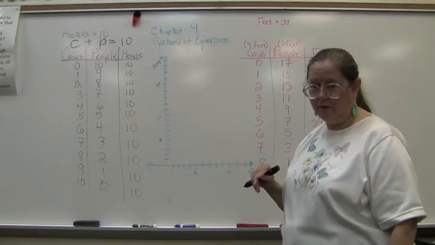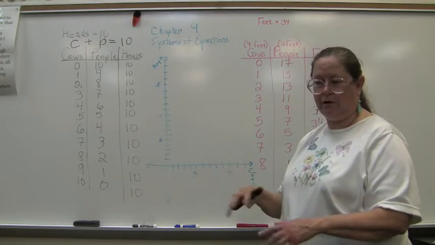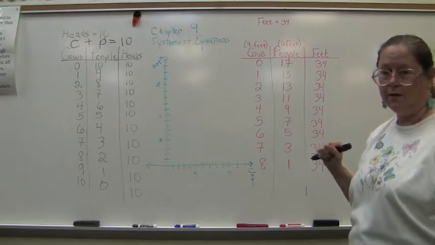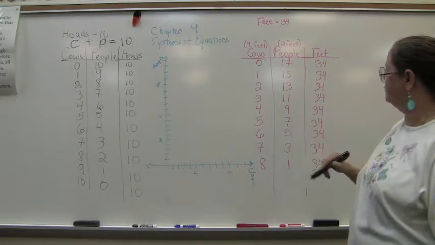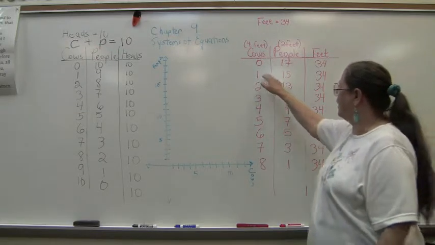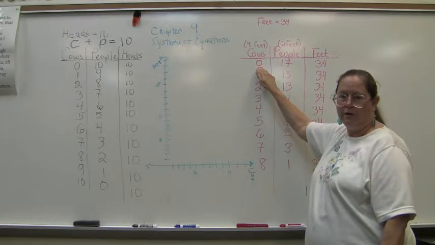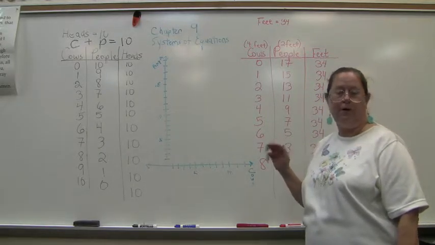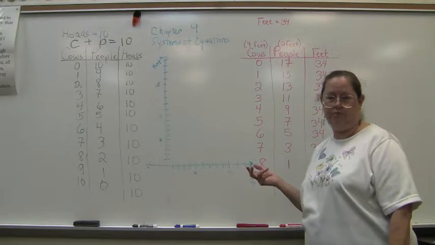So if we went around and counted, and we counted all the people feet and all the cow feet, we get 34. Now, here are the possibilities, right? We could have no cows. If we had no cows, then in order to have 34 feet, we'd have to have 17 people, because each person's got 2 feet.